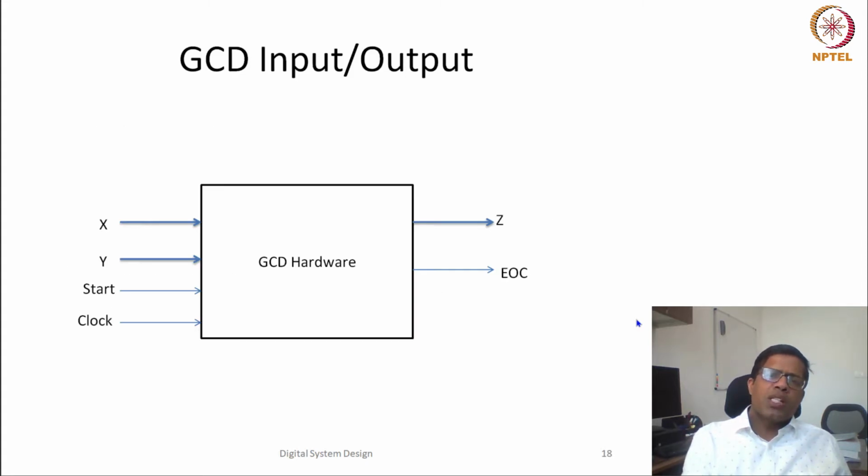So the overall circuit we can draw like this: x and y are the inputs, both 16-bit wide, and there is another signal, start, which is 1 bit, and there is a clock, which decides the internal operations of the GCD hardware. Z is the output, and end of computation is another output. Z is also 16-bit, and end of computation is a 1-bit signal.